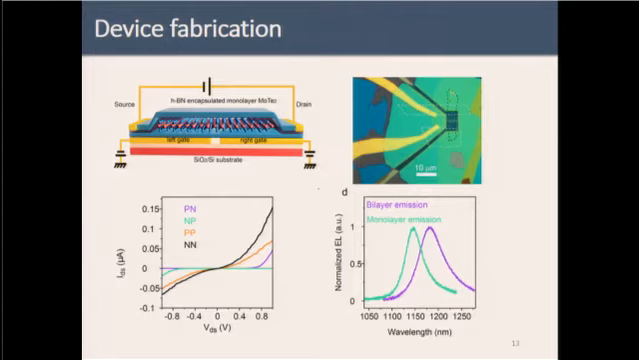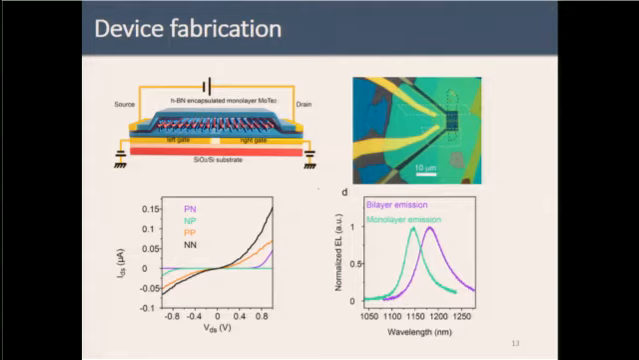Here I'm showing that after we made a p-n junction, when we flow a current through it, we can have light emission from these devices. Here I'm showing two devices. One is a monolayer, the other is a bilayer. The monolayer peak is located near 1140 nanometers, and the bilayer is slightly longer, which is better because we do not want it to be too close to the silicon band gap.